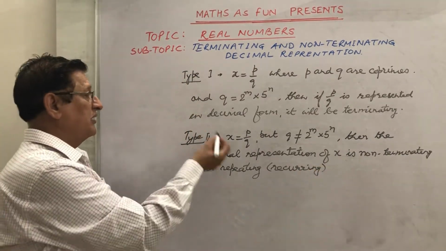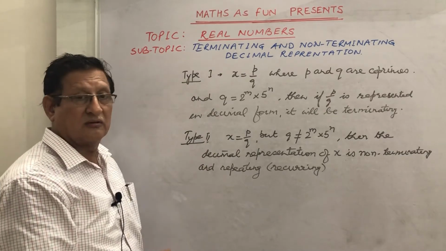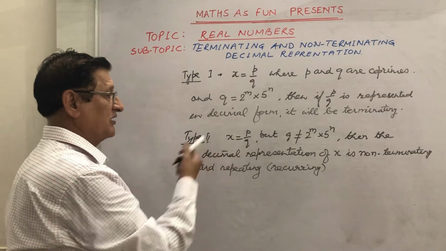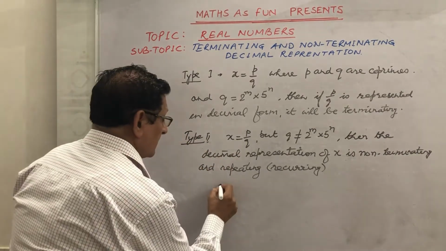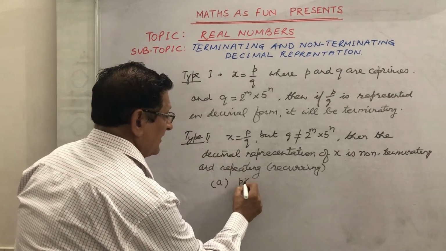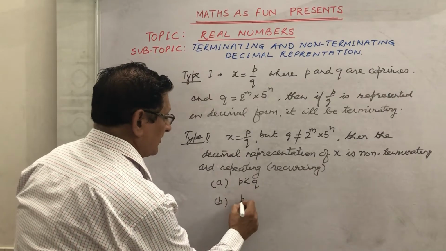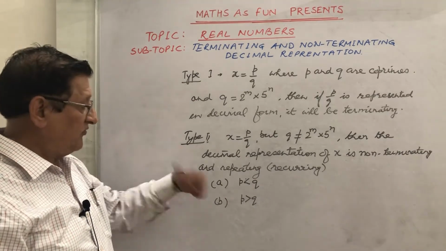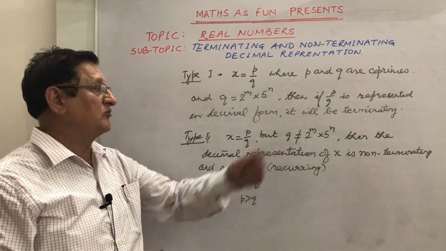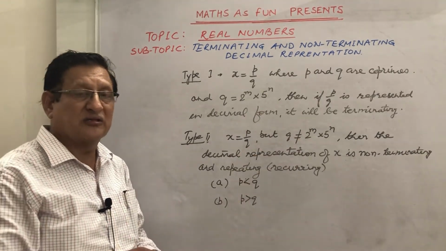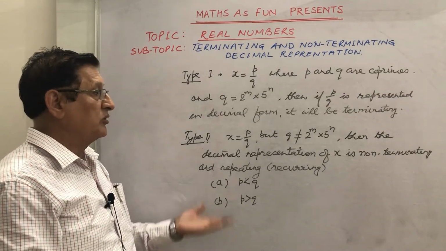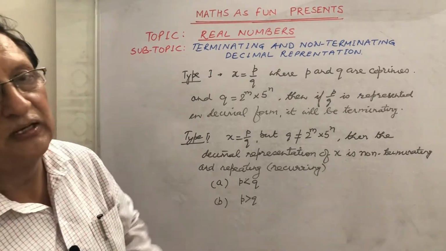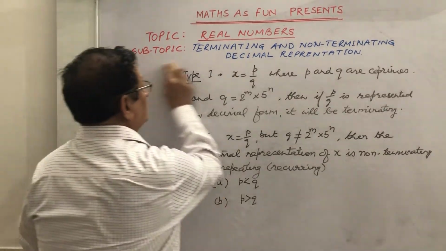In this also we can make two categories. It may be where p is less than q, we write that as a, and b when p is greater than q. But even then, if we find q is not in the form of 2 to the power m into 5 to the power n, having some other factors, then it will be a non-terminating and repeating decimal number. Let's learn it by some examples now.